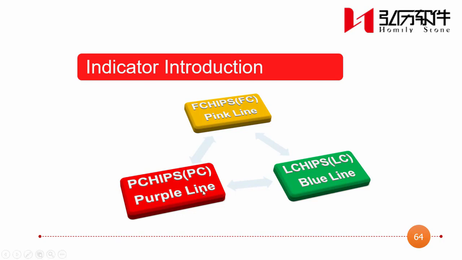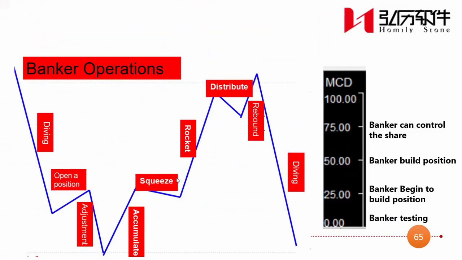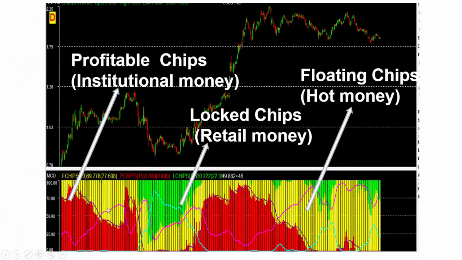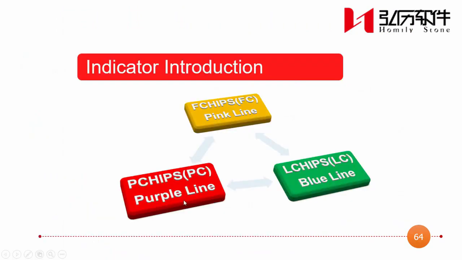The red bar means profit chips, and this purple line means profit chips MA. The yellow bar means floating chips, corresponding to the pink line, and the green bar means locked chips. The corresponding line is the light blue line. So you see the profit chips, the corresponding line is the purple line.